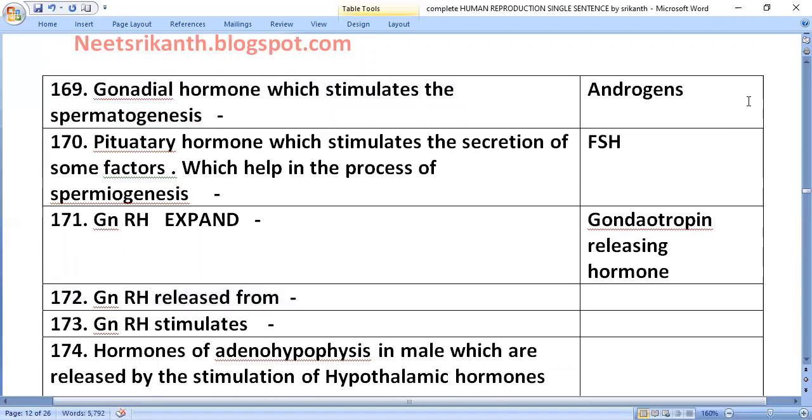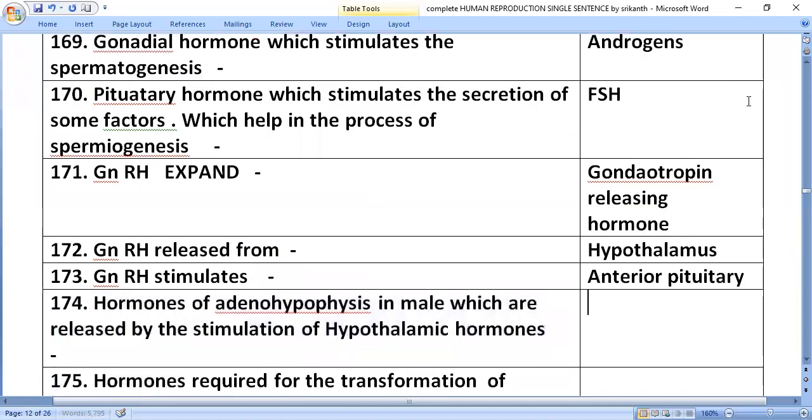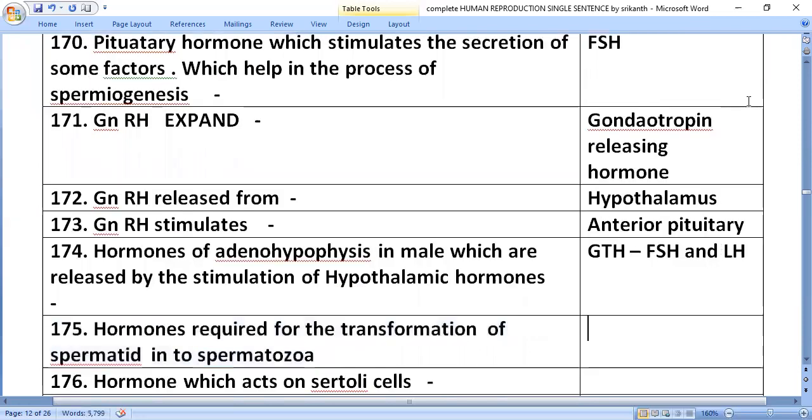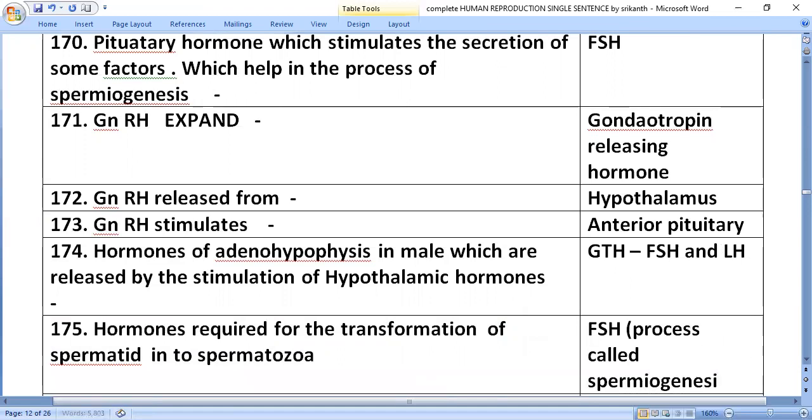GnRH is released from hypothalamus. GnRH stimulates the anterior pituitary. Hormones of adenohypophysis in male which are released by the stimulation of hypothalamic hormone: GTH, which is nothing but FSH and LH. Hormone required for the transformation of spermatid into spermatozoa, FSH. The process is spermiogenesis. FSH participates in spermiogenesis.